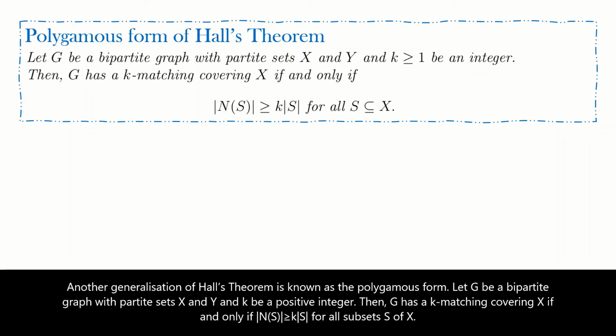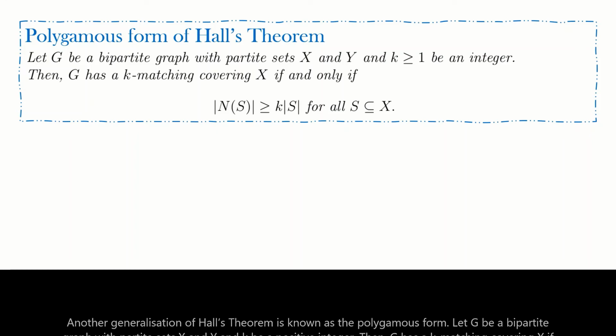Another generalization of Hall's theorem is known as the polygamous form. Let G be a bipartite graph with partite sets X and Y, and k be a positive integer. Then G has a k-matching covering X, if and only if the size of the neighborhood of S is at least k times the size of S for all subsets S of X.